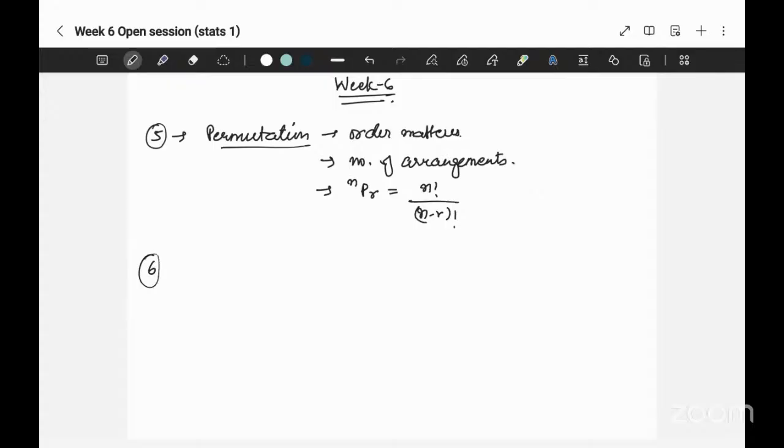Now in week six, we are going to learn about combination. In permutation, we were considering the order and the number of arrangements. Now in this, the order does not matter. This is the one point. The second point is we are just selecting something. Like if we have five people and we have to select two people, we are just selecting objects. Then we use combination.